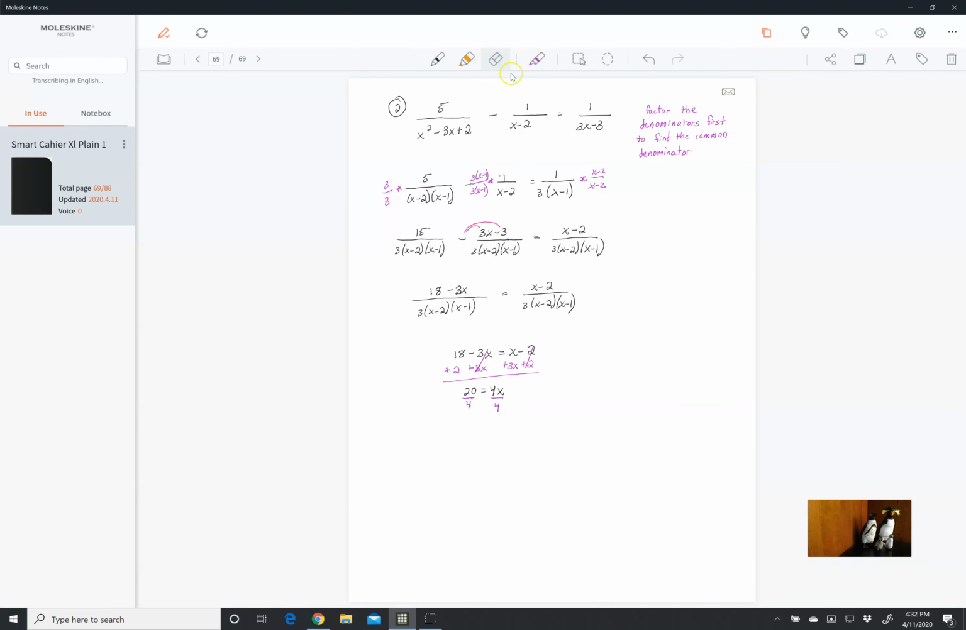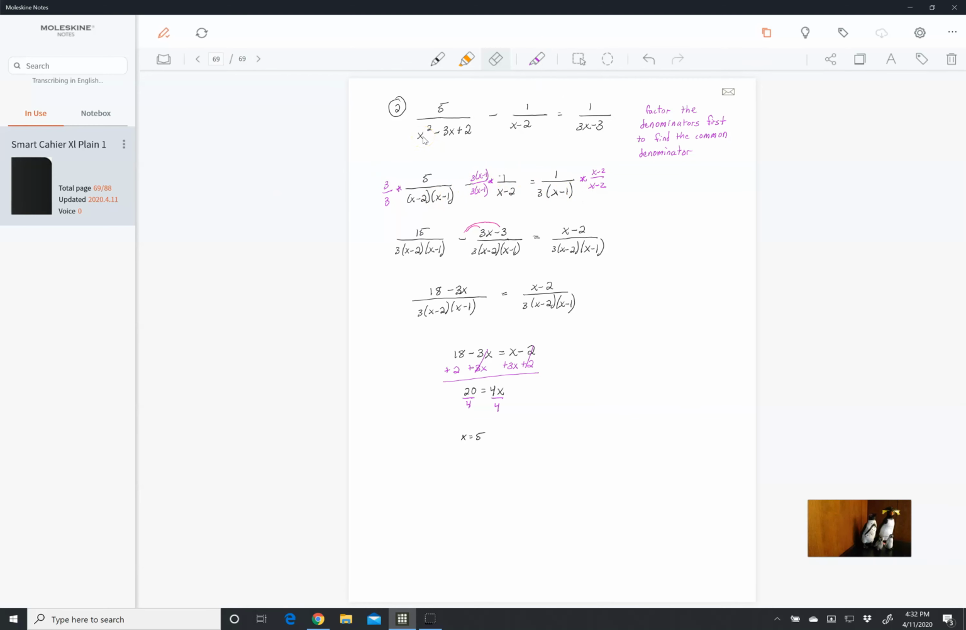Okay. The 4's cancel, and we get that x is equal to 5. But remember, we have to check for these extraneous solutions. So we have to plug it into each denominator. You can do it after it's factored, okay? So these are our denominators after we factor them.